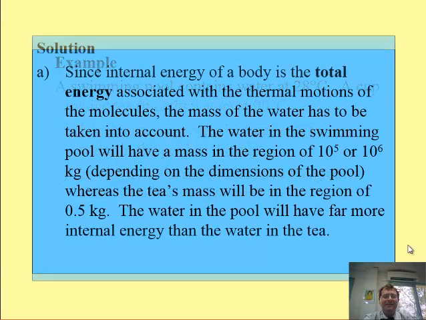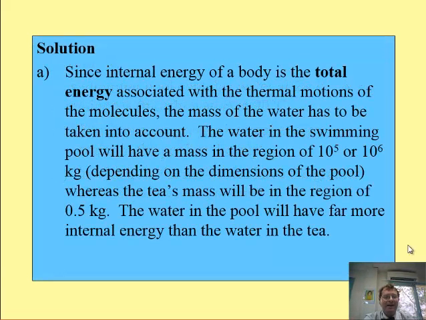So, A, the total energy is associated with the thermal motions of the molecules, and the mass of the water has to be taken into account. So the water in the swimming pool will have a mass of the order of 10 to the 5, 10 to the 6 kilograms, and therefore the tea's mass is going to be much, much smaller. So that means that the number of particles, although they individually have less kinetic energy, means overall the internal energy in the swimming pool is going to be greater.